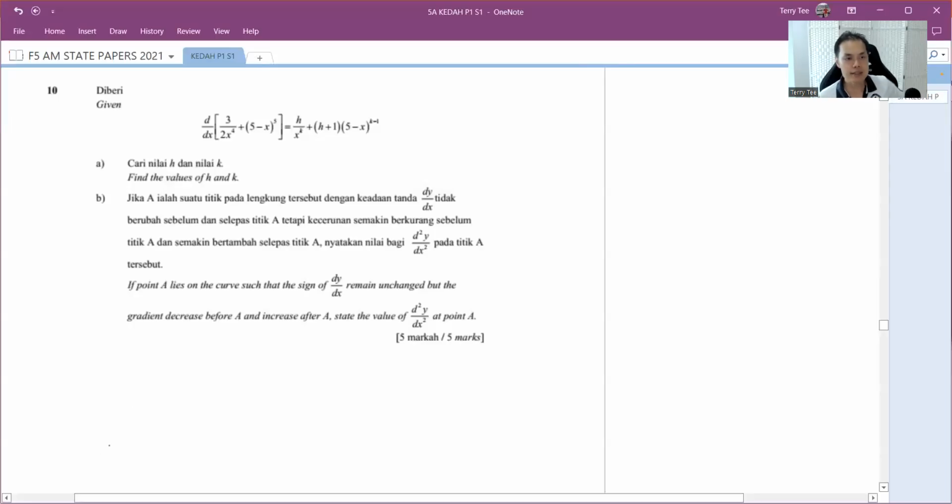Okay, question number 10. This is from 5, differentiation, chapter 2. So find the value of h and k, given that when you differentiate this, you get this. Okay, so first of all, I hope, because some of you may actually learn to differentiate only using ax^n.